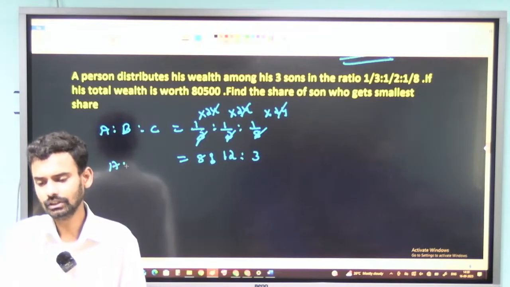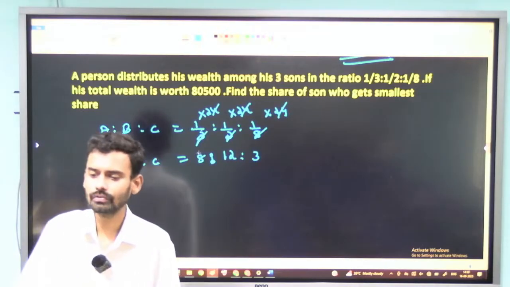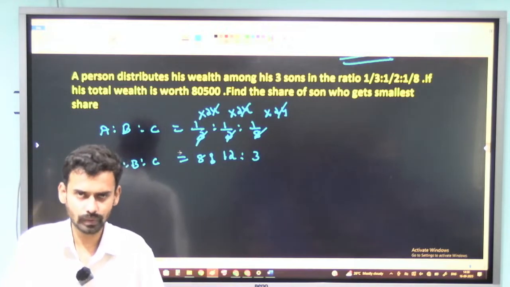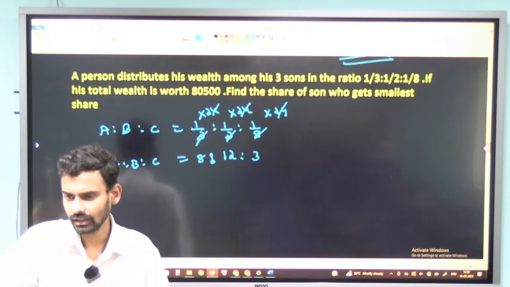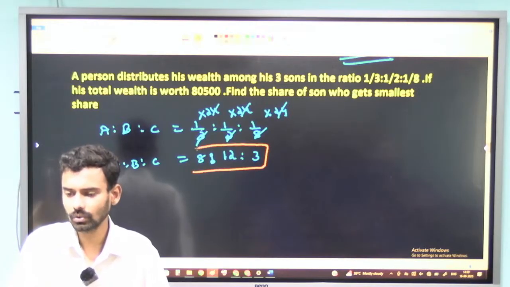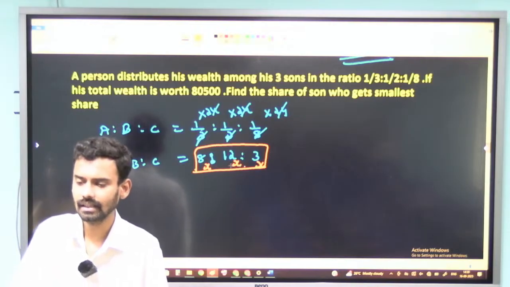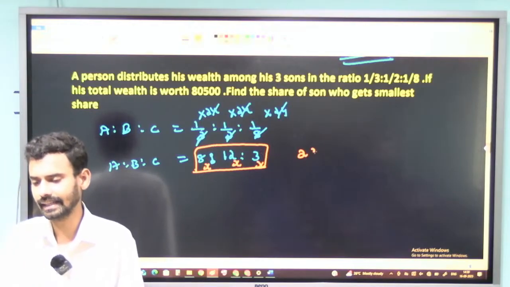Now A is to B is to C, the ratio of the wealth that the three sons A, B and C are getting, is 8 is to 12 is to 3. If I consider A's wealth as 8x, B's wealth as 12x and C's wealth as 3x, the total will be 23x.